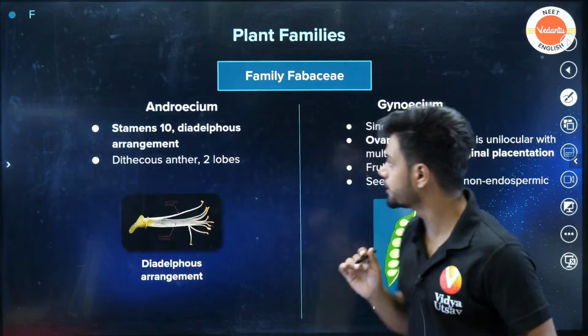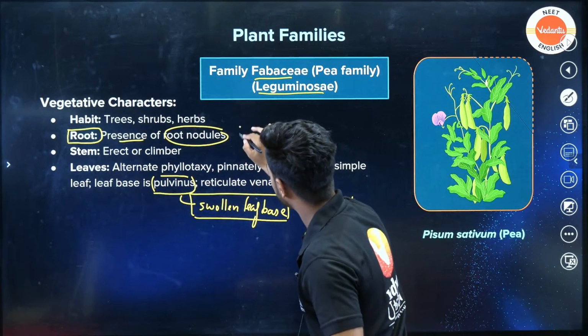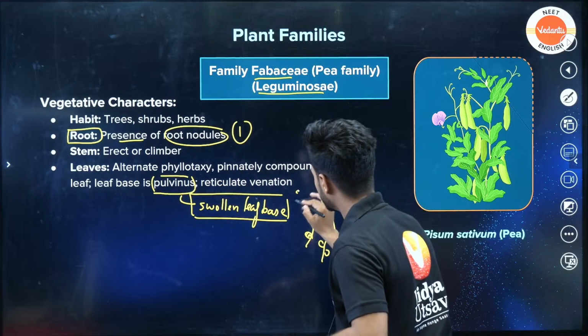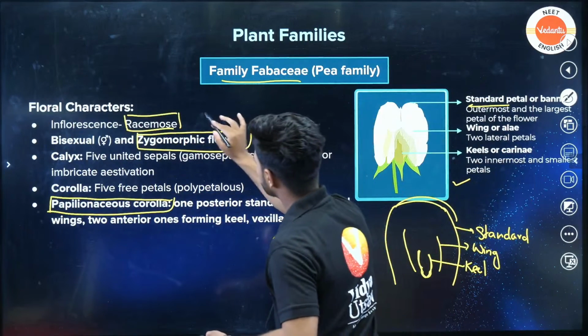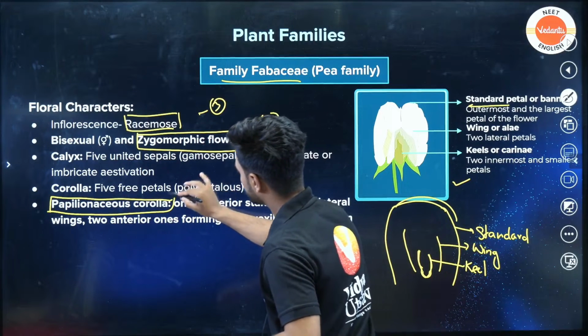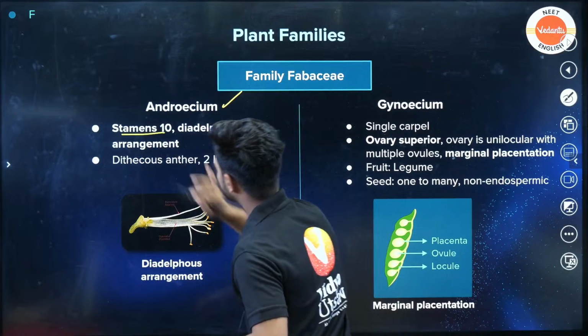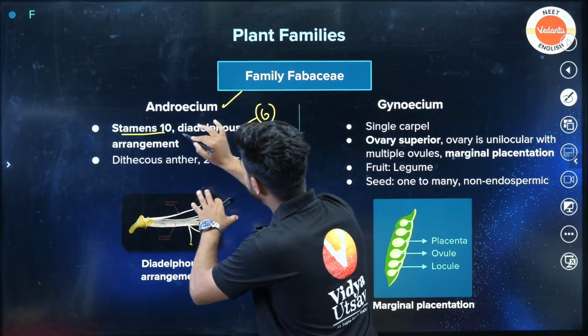Okay. The next point is androecium condition. See, students, I'm asking you. First point is going to be root nodules. Second point is going to be pulvinous leaf base. Third point is going to be your racemose. Fourth point is going to be zygomorphic. Fifth point is going to be papilionaceous corolla. Sixth point is going to be your stamen condition, which is your diadelphous condition.